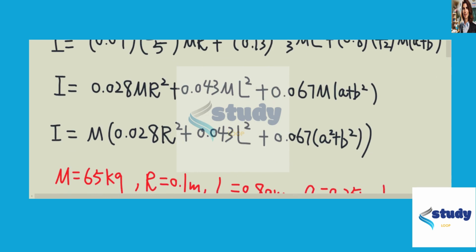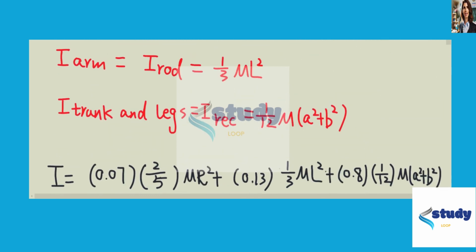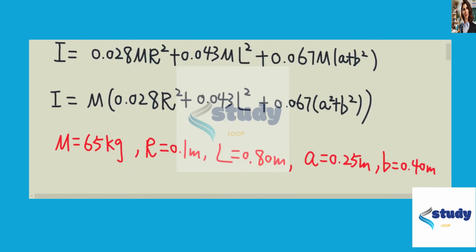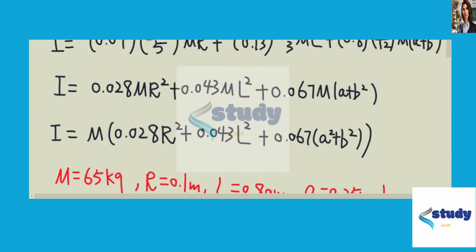So eventually we'll have the total moment of inertia equal to capital M times 0.028 r squared plus 0.043 l squared, plus 0.067 times a squared plus b squared.